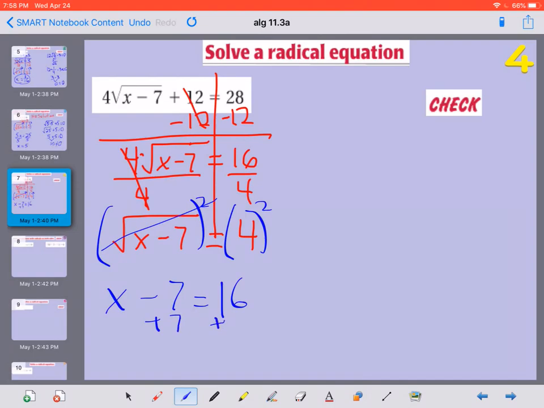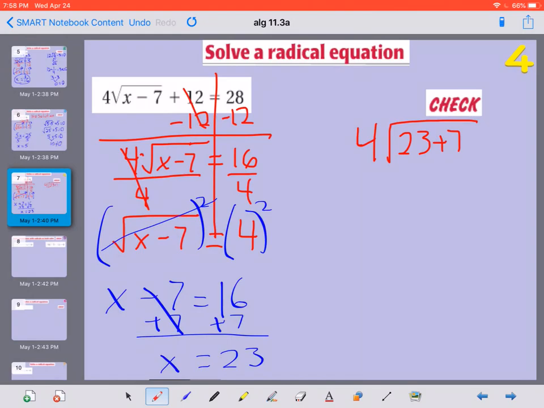Add 7, add 7. X is going to now equal 23. Now again, I could check that, and I could put 4 times the square root of 23 plus 7 plus 12 equals 28. So it would be 4 times the square root of 30 plus 12 equals 28.